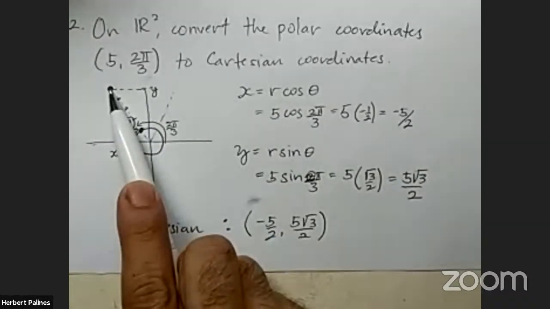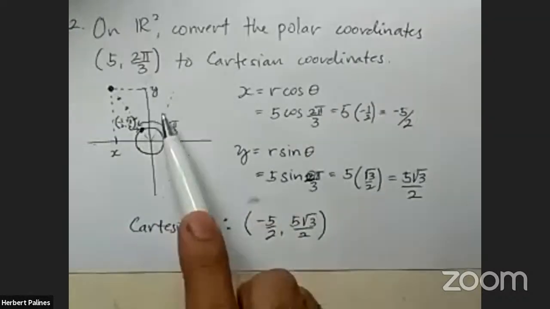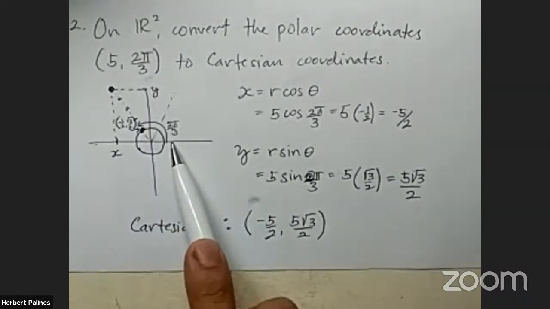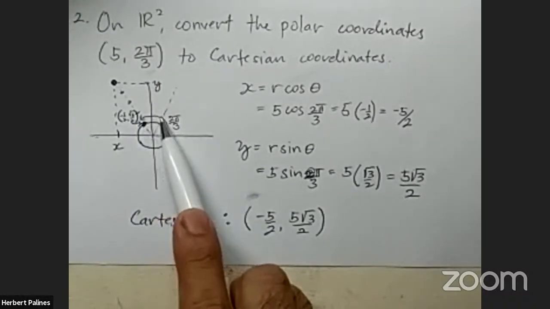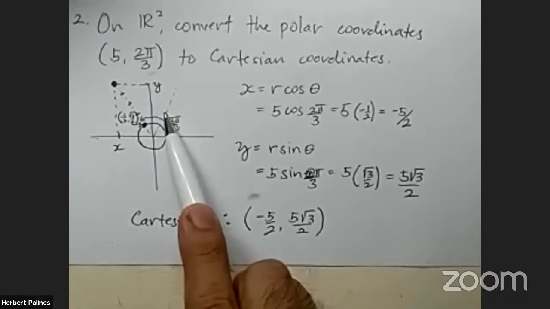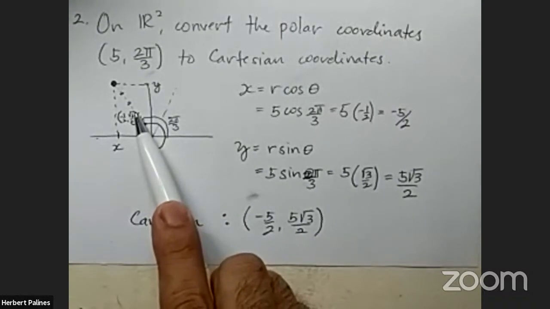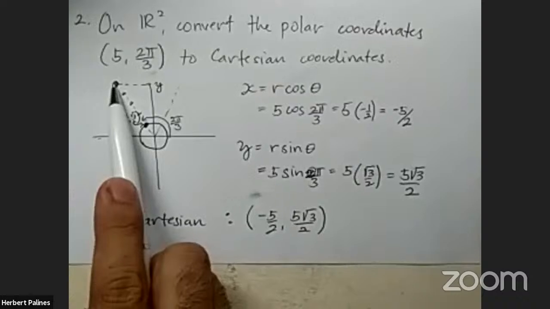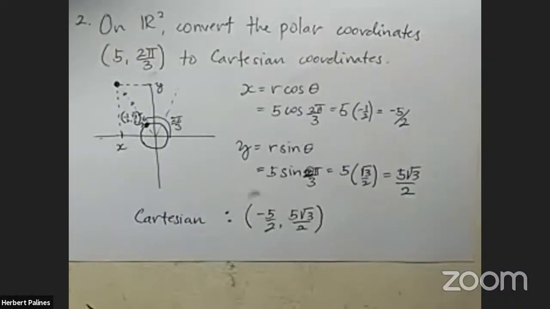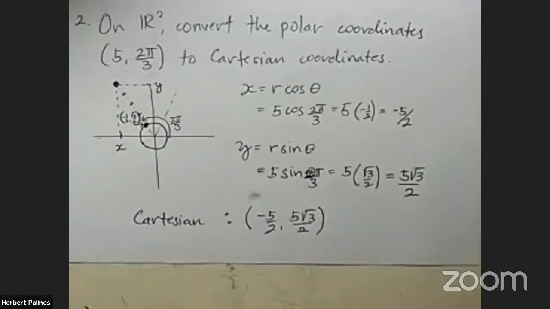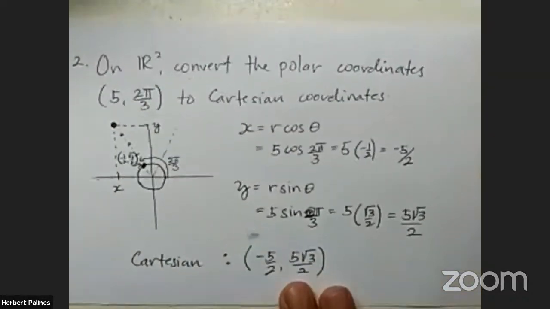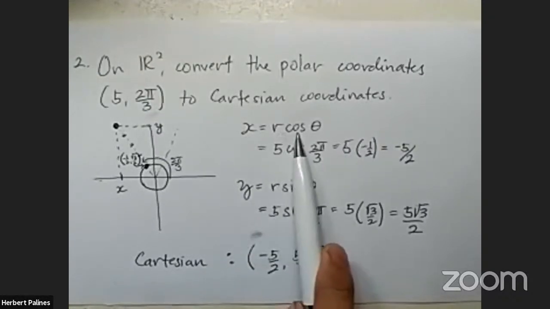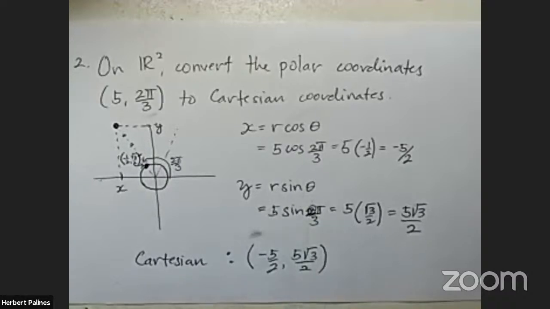So this point is 5 units from the origin, and its angular measurement from the positive x-axis is 2 pi over 3. So ito yun. So pi over 3, then 2 pi over 3. Basically, what we want is to get the x coordinate and the y coordinate of this point. But that is quite straightforward mechanically, because if you know the conversion formulas for x, which is r cosine theta, and y, which is r sine theta, this is quite straightforward.